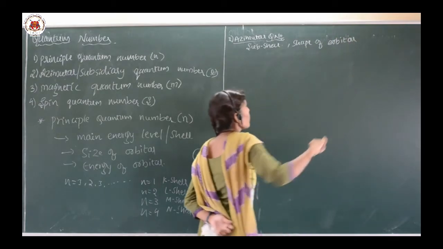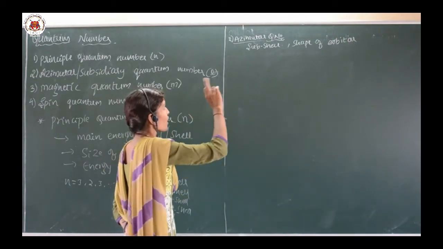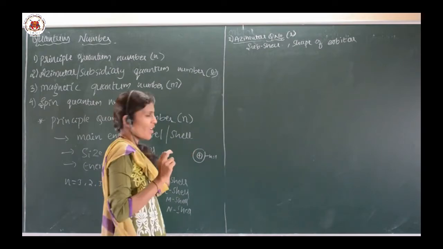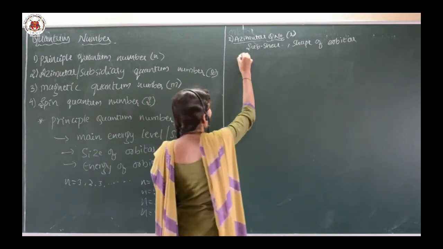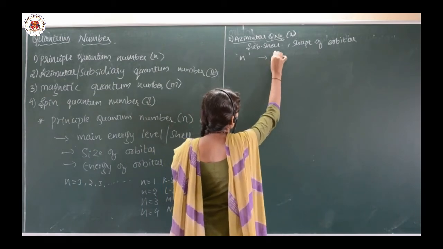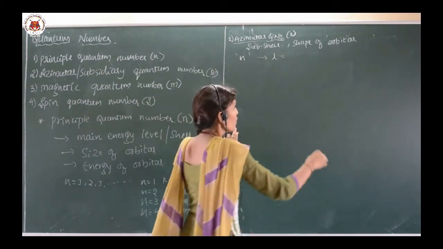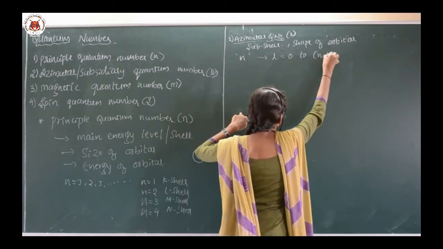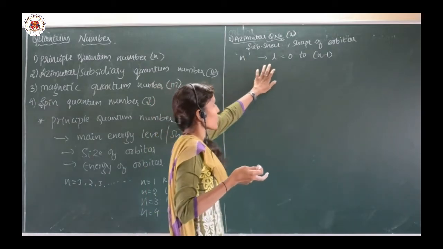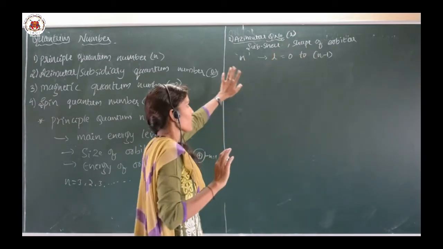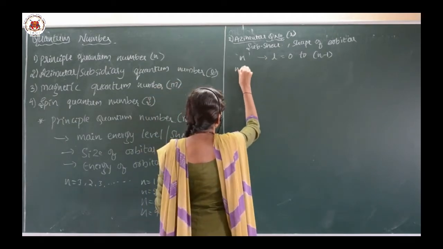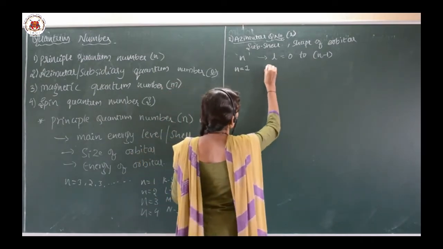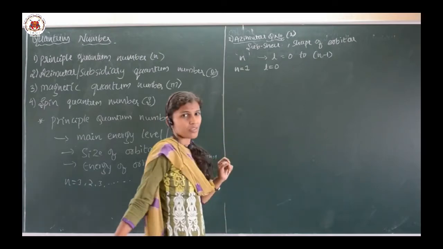Shape of the orbital. And the value of the azimuthal quantum number, that is l, depends upon the given value of n. For a given value of n, l can take the values 0 to n minus 1. Let me tell you how. First, when n is equal to 1, l is equal to 0.